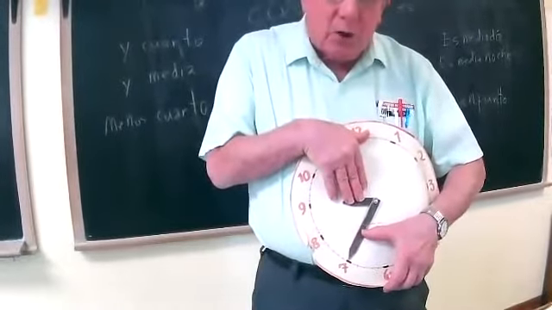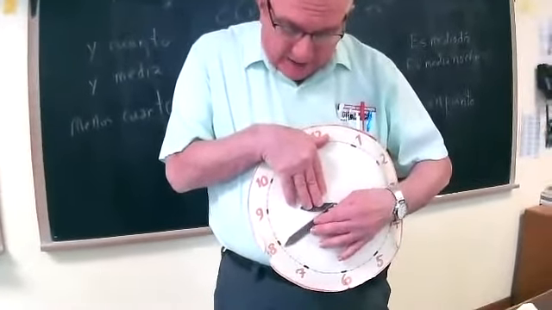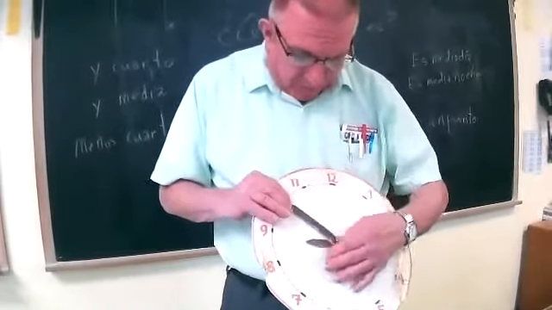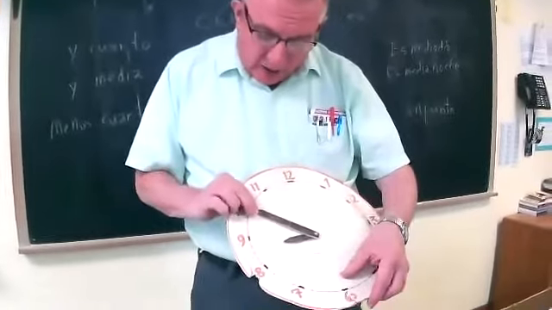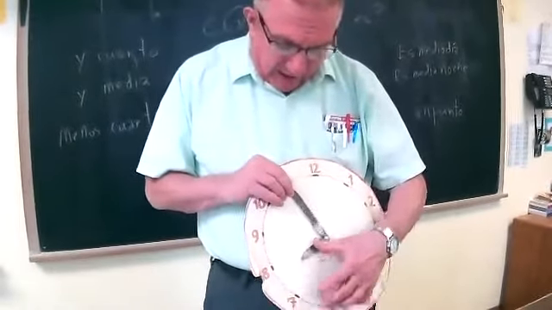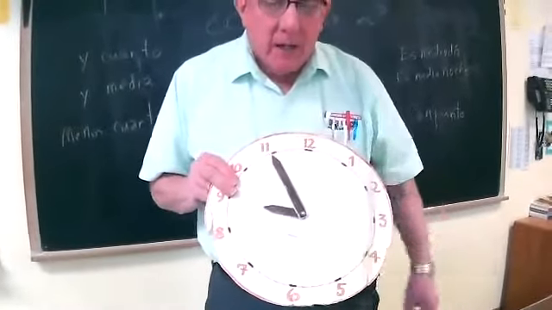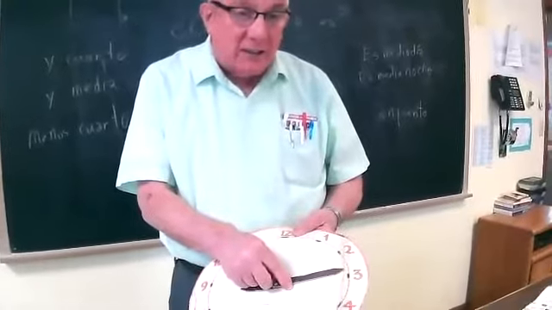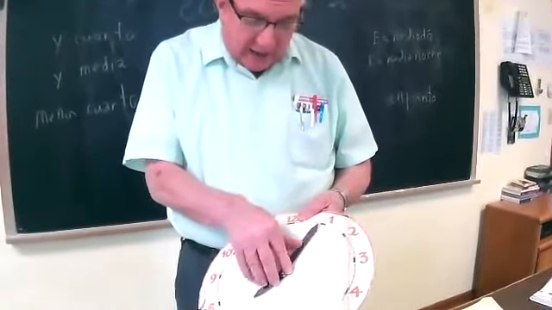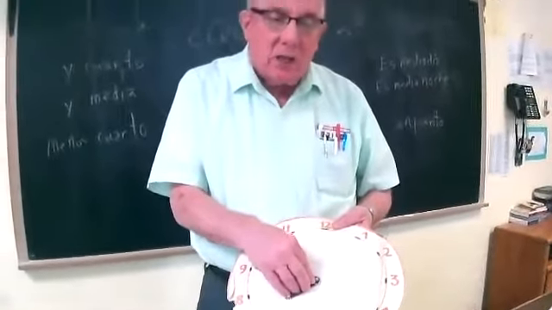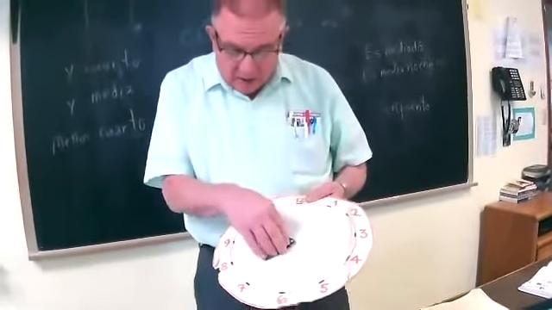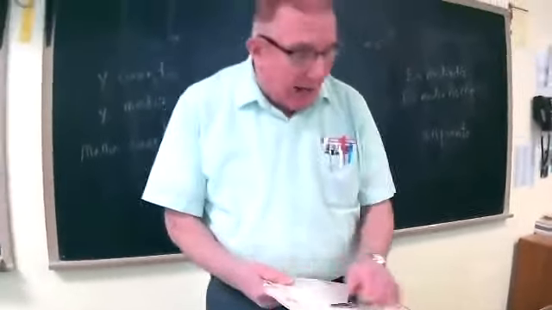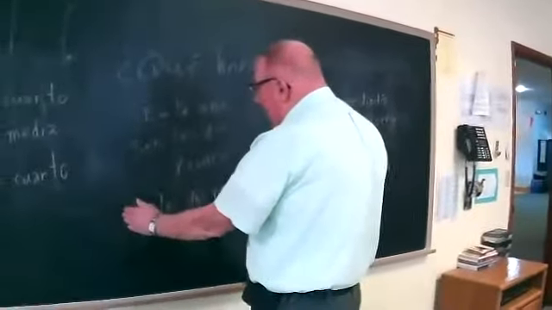8:35 is son las ocho menos veinticinco. 8:40 is son las ocho menos veinte. I'm skipping the quarter hour for a minute. 10 minutes of 9 is son las nueve menos diez. 5 minutes of 9, son las nueve menos cinco. So you've covered most of those times, and you have to remember this: when the big hand is on the right, you're going to say y and add minutes. And when the big hand is on the left side of the clock, you're going to say menos, go to the next hour, and subtract minutes, like son las nueve menos cinco. So that gives you adding and subtracting minutes and covers this part of the outline.